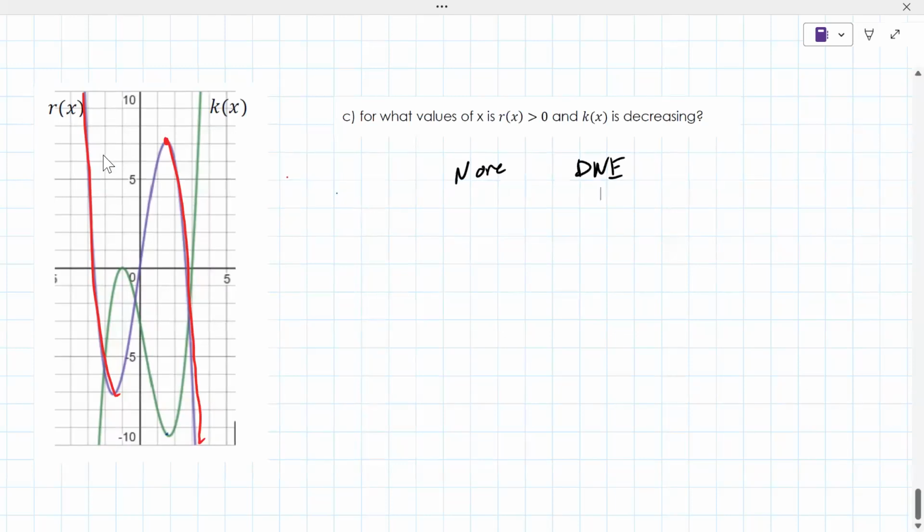Oops, I'm sorry. You know what? I apologize. I'm giving you the wrong information. Let's reset here. I misread this. R of X greater than 0. Okay. R of X greater than 0 is here and here.